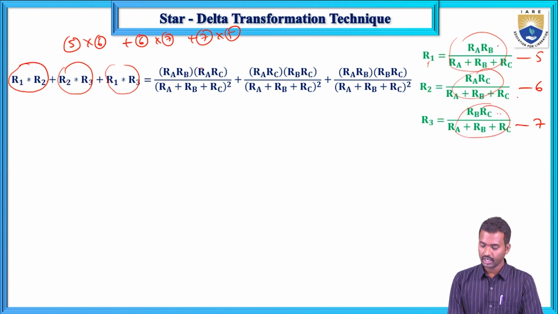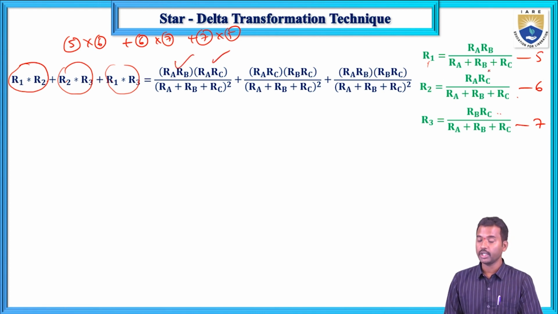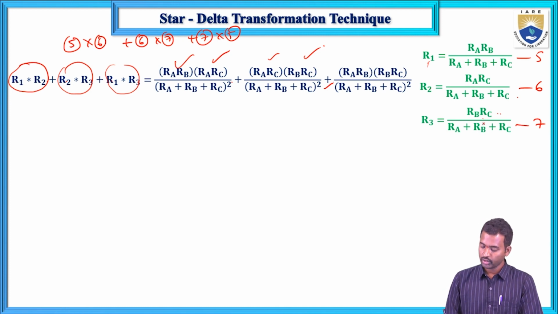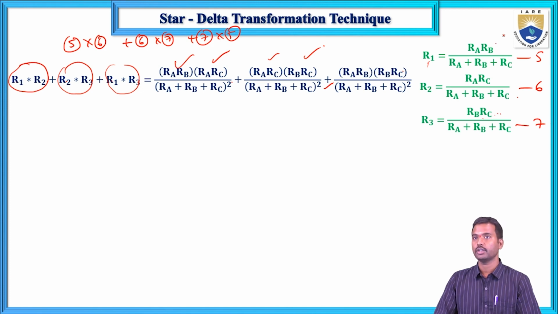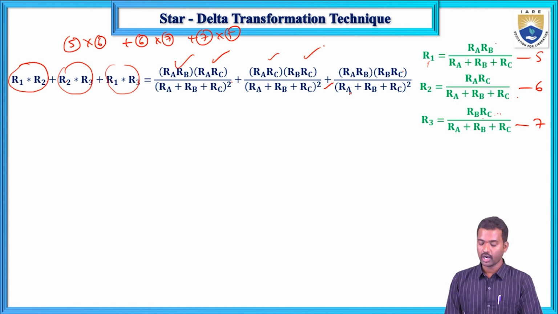So this one RA RB, next RA RB and RA RC, and the denominator multiplication is whole square. And next RA RC and RB RC, and the denominator whole square, RA plus RB plus RC whole square. And this one RB RC and RA RB multiplication, and the denominator whole square, RA plus RB plus RC whole square.